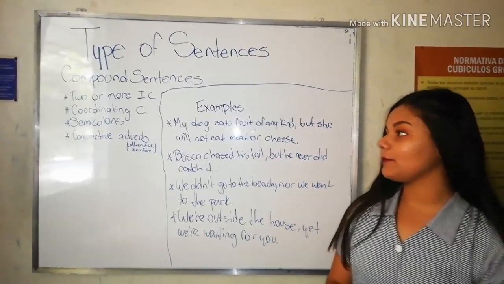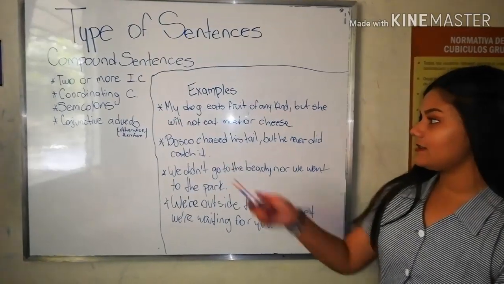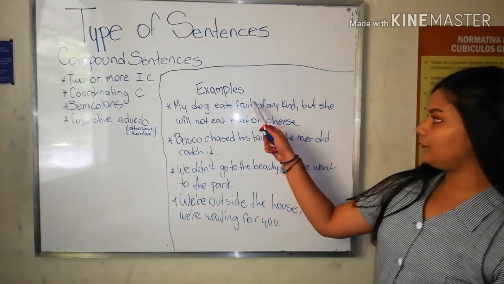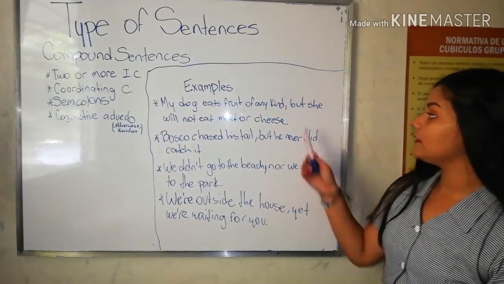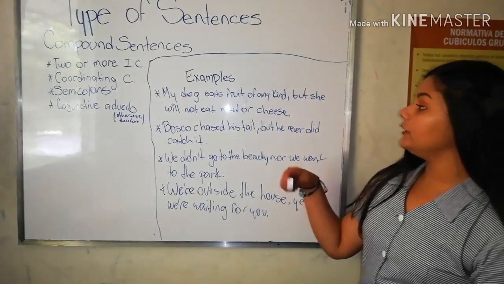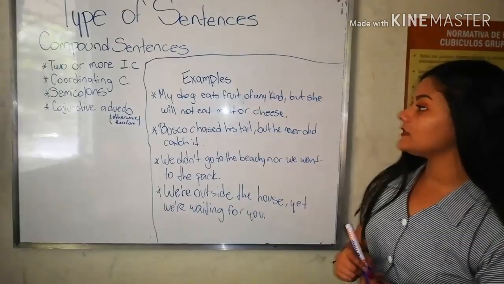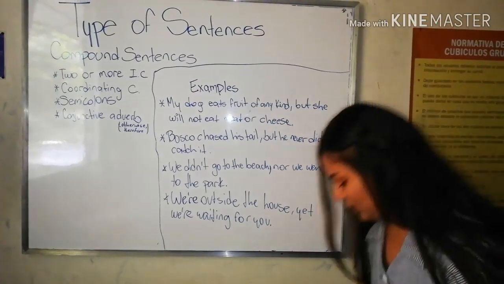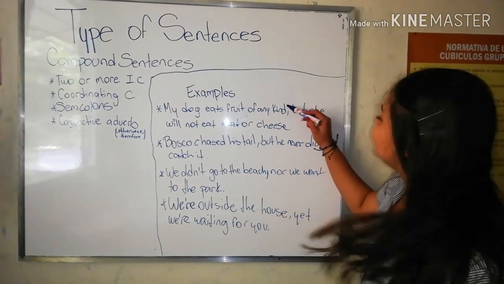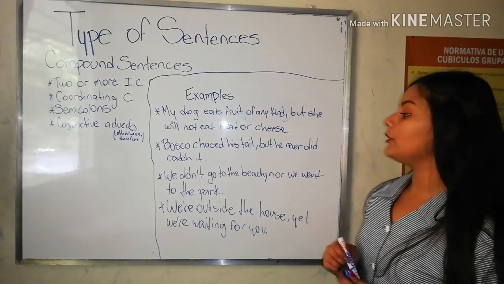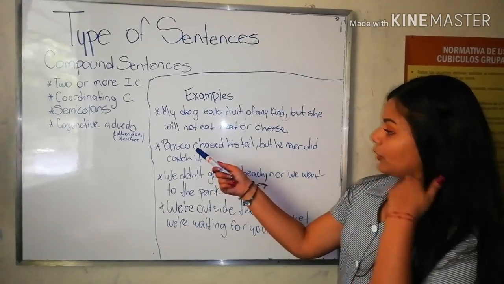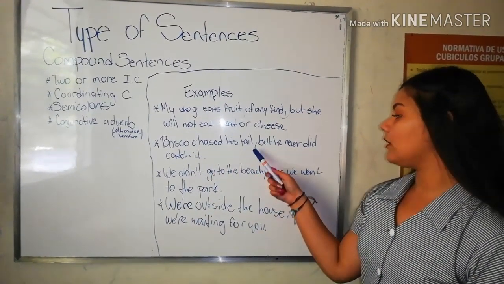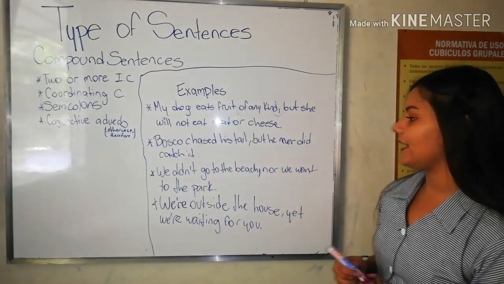Some examples of compound sentences are: my dog eats fruit of any kind, comma, but she will not eat meat or cheese. As you can see, this is a compound sentence because it has the comma. Another example is: Bosco chased his tail, comma, but he never did catch it.